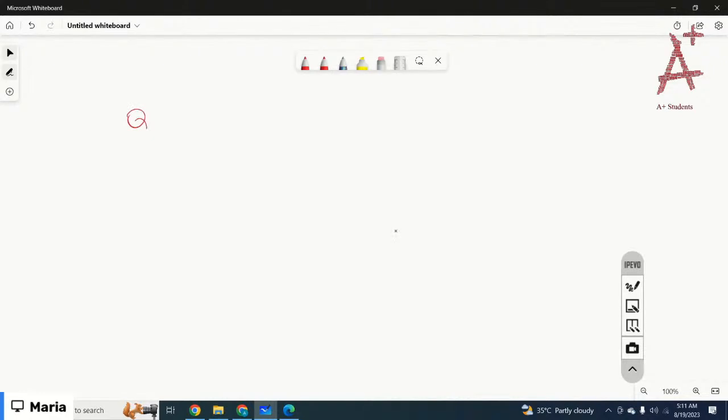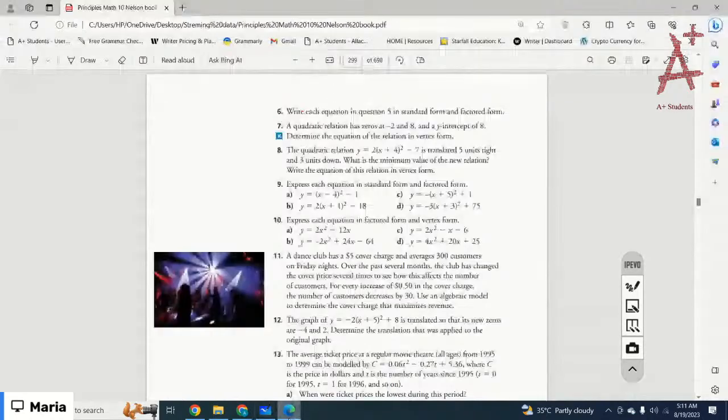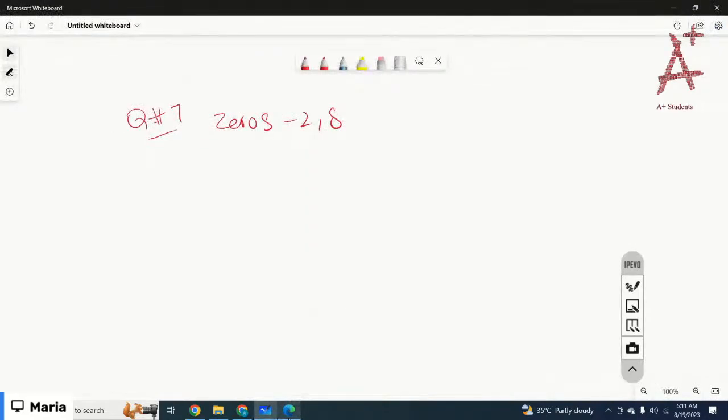You are given zeros, right? They are negative 2 and 8. And the y-intercept is 8. Okay, so the equation would be y equals x plus 2 and x minus 8, right? That would be the equation in factored form, right?